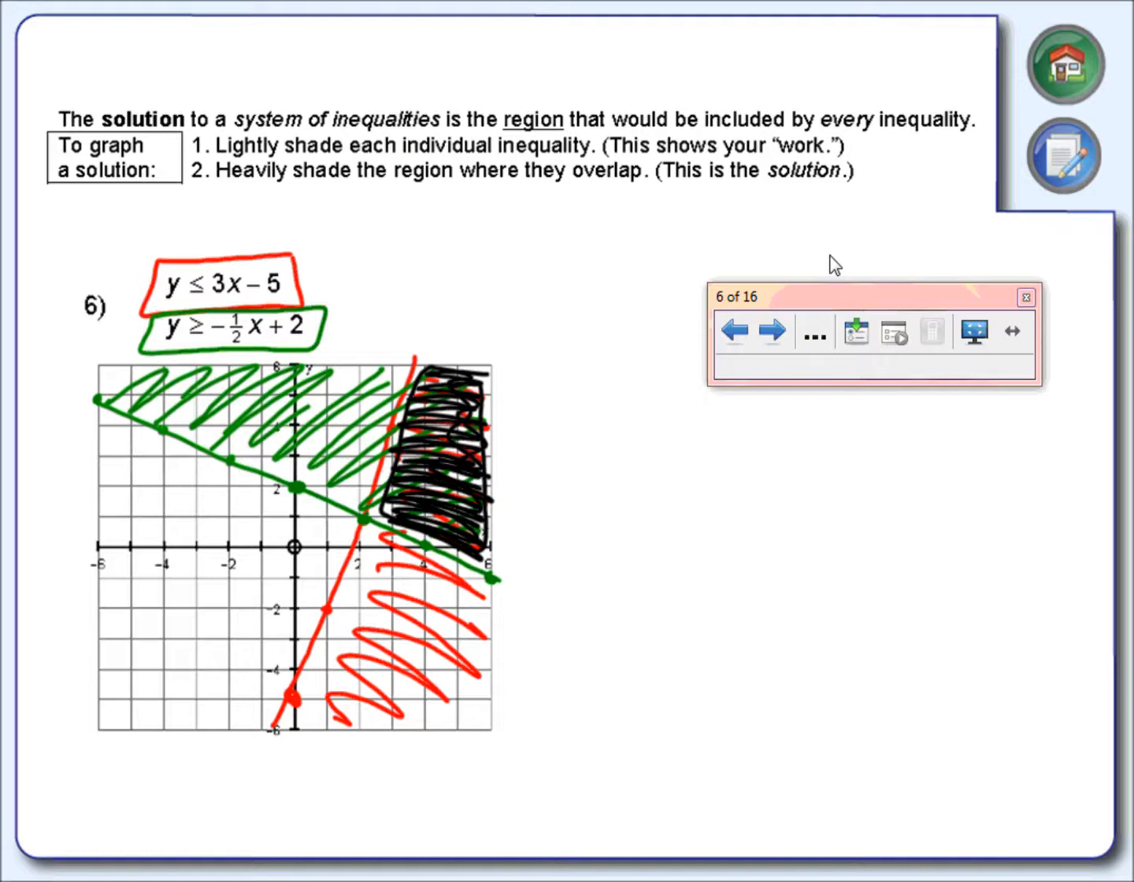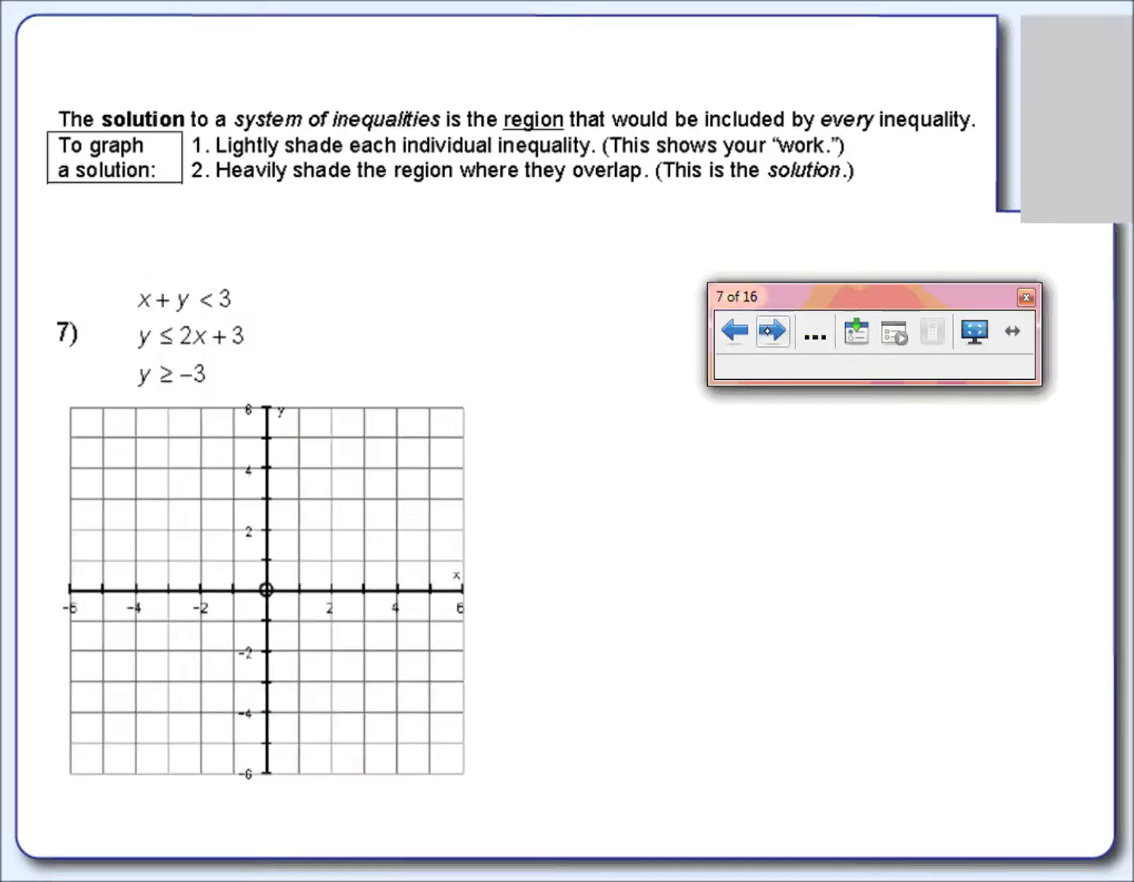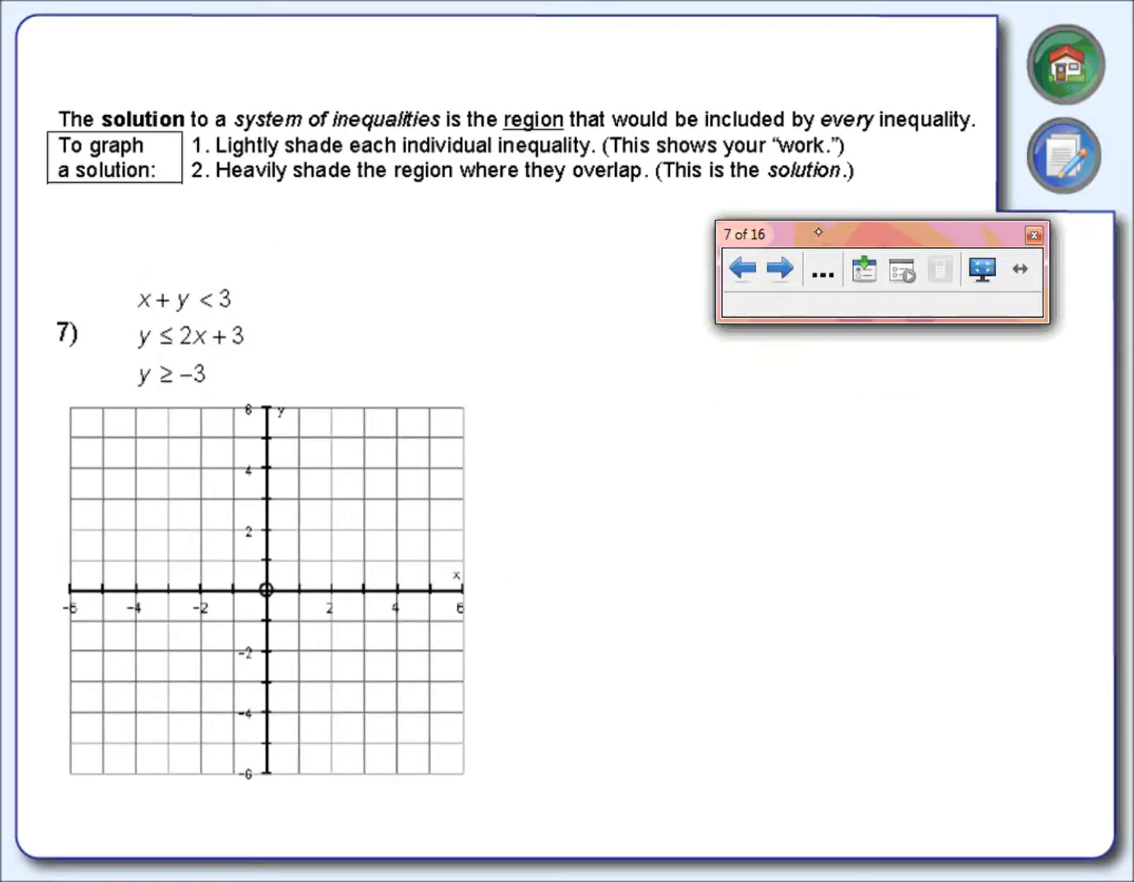All right, so that takes care of number 6. Now, if you look at number 7, this time they've given us 3 inequalities. So now we're going to graph 3 of them. If you look at the first one here, notice it's not in slope-intercept form. So we're going to fix that real quick. Notice the x is on the wrong side. It should be over here on the right side. So I'm going to subtract it, making it negative x plus 3. There's the slope-intercept form.